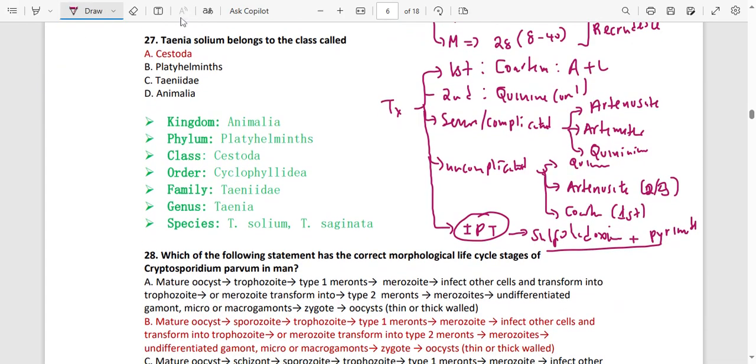27, Taenia solium belongs to the class. We know that this is a cestode, isn't it? Second, what has been given here: Platyhelminth, Taenia, Animalia. Animalia is a kingdom. Platyhelminth is the phylum, just like we also have Nematoda. And then the class is Cestoda, the family is Taeniidae. So this is a family, genus Taenia.